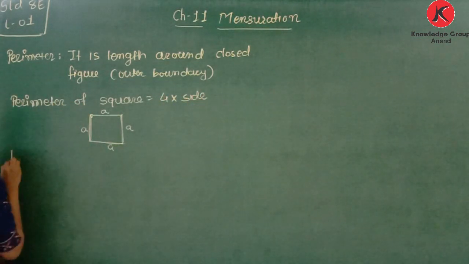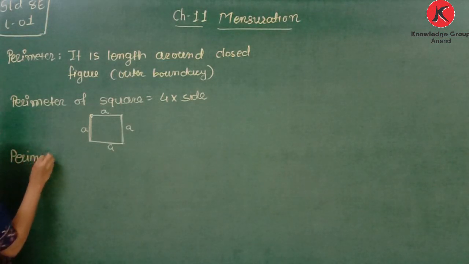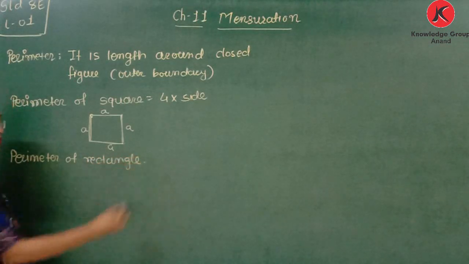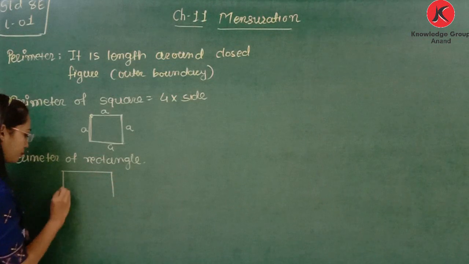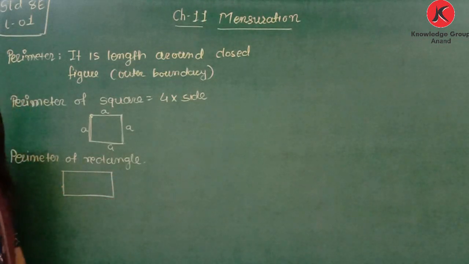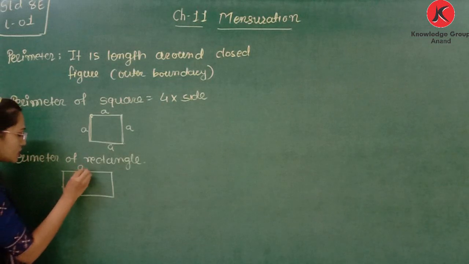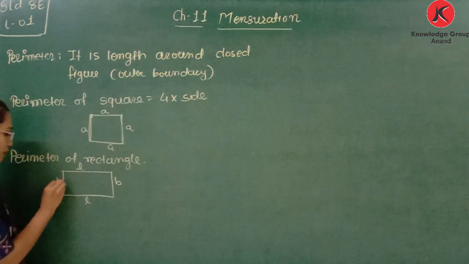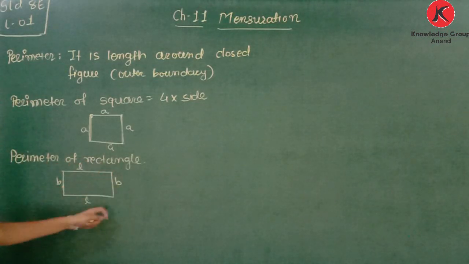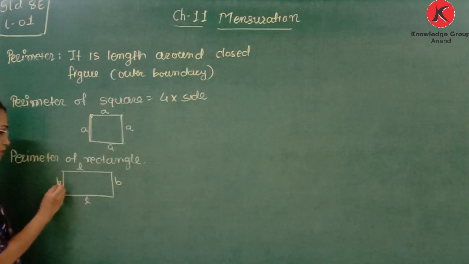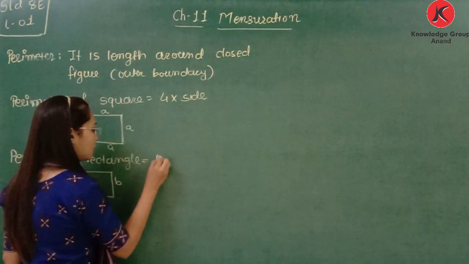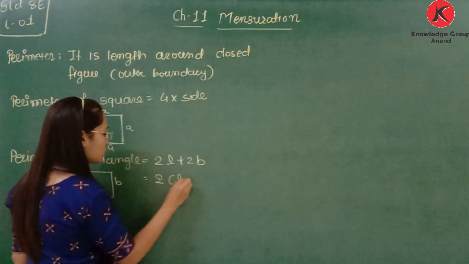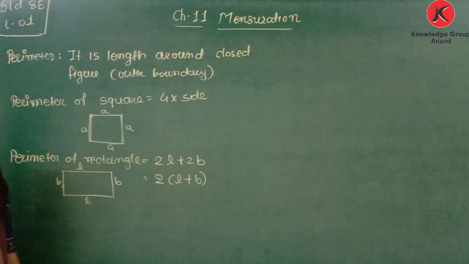Okay. After that, perimeter of a rectangle. If we consider this shape, then we know that in a rectangle opposite sides are equal. So if this length is A, or you can say L, and this is our breadth, that is B, then L plus B plus L plus B gives the perimeter. So it is 2L plus 2B. Taking 2 common, it is 2 times L plus B. This is the equation for the perimeter of a rectangle.